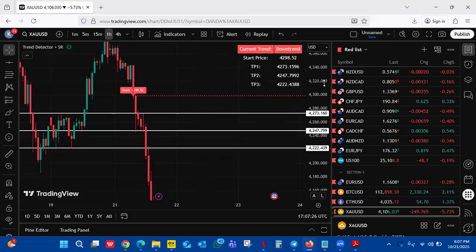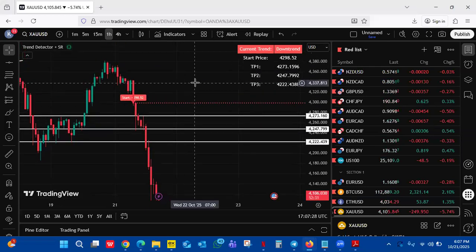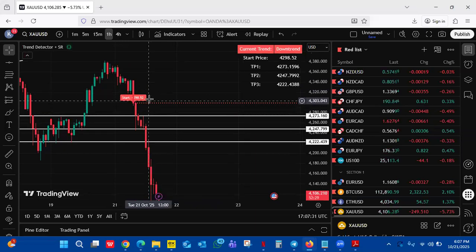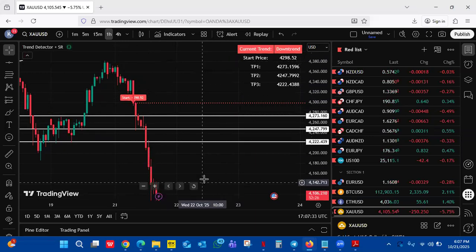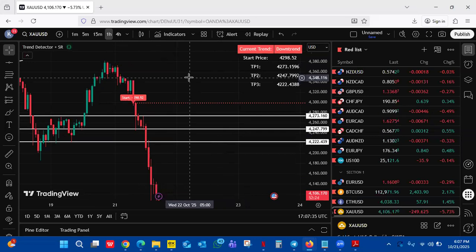So guys, this is it. You can also add another indicator to it to know when the trend starts, to mark your support and resistance for you.